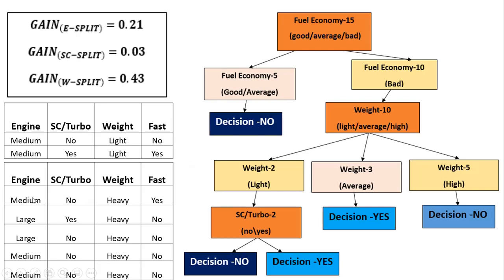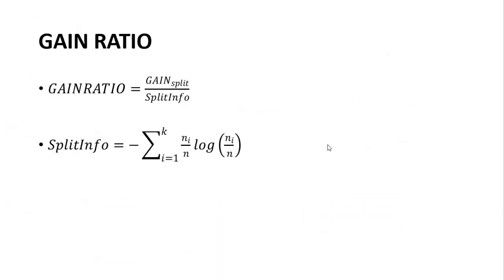This type of model would not work well when there is an attribute with a large number of categories. Now coming to the other type of impurity measure, which is gain ratio. Like Gini and information gain, gain ratio is another measure of the impurity of a node.